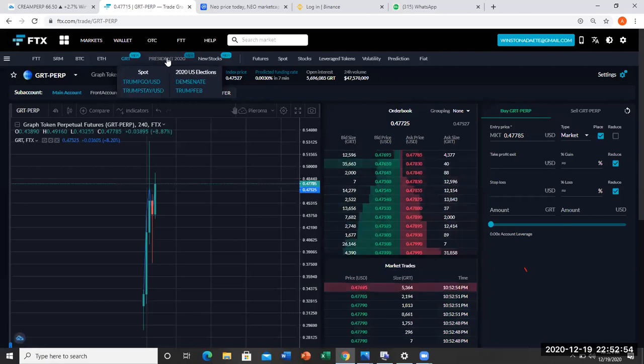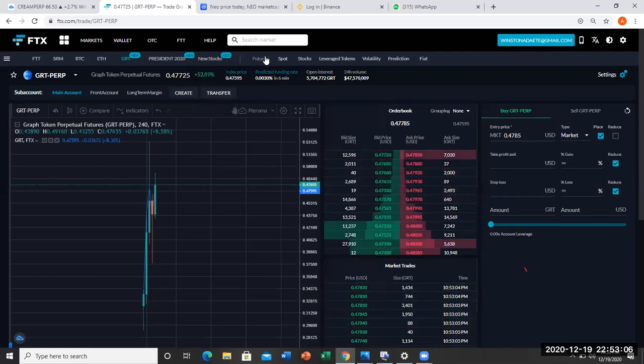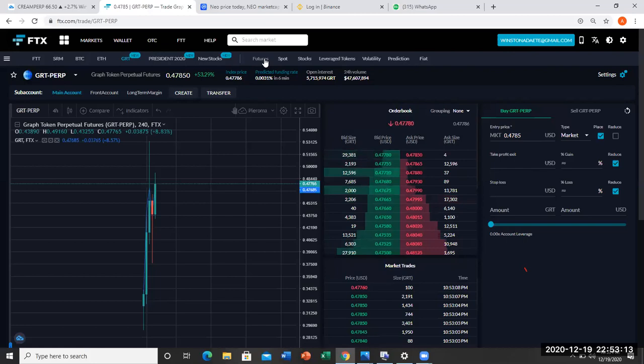Then President, this is for the prediction market. So this is Trump go, Trump stay, the rest. These are the new stocks we're having here. If you click here, you get all your futures pairs, your spot pairs, your stocks, leverage tokens. You should know the difference: futures carry leverage, spot does not. Stocks are your US stocks. Leverage tokens are those tokens that have their maximum leverage attached. And volatility are your move contracts, which determine the volatility of the pairs you want to trade, like Bitcoin. Then your prediction market, your fiat currencies; our Nigerian naira will be added to this.